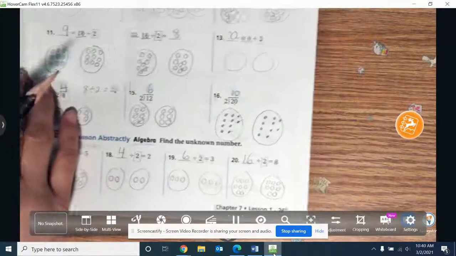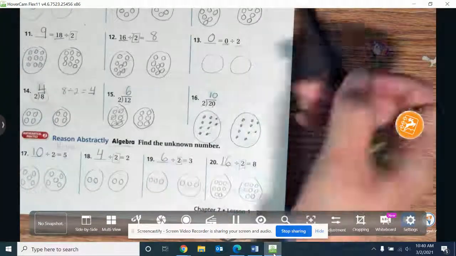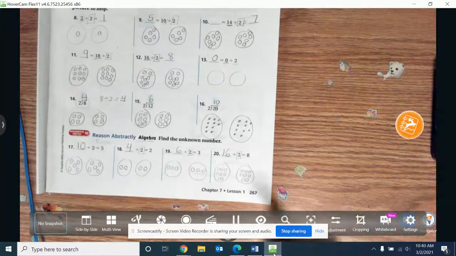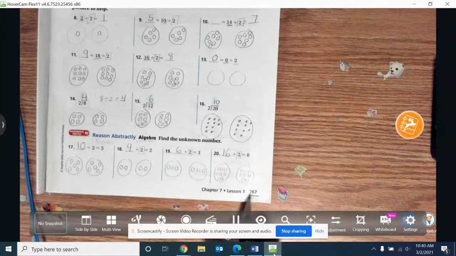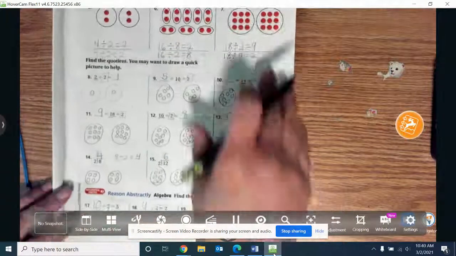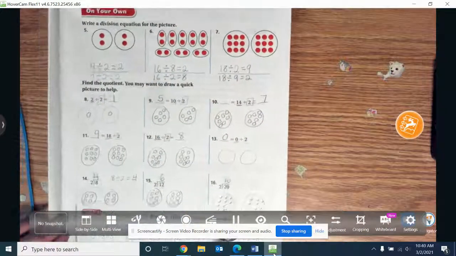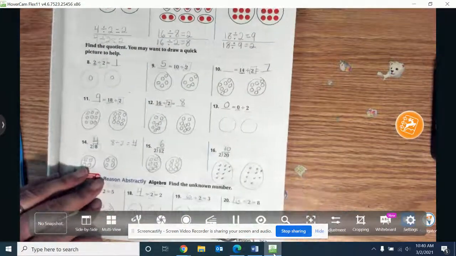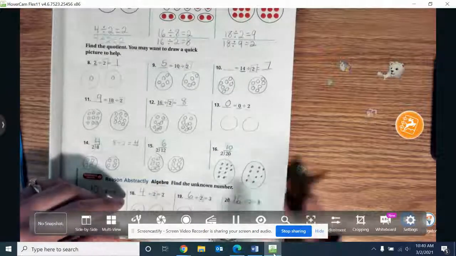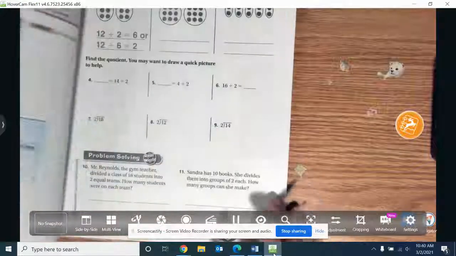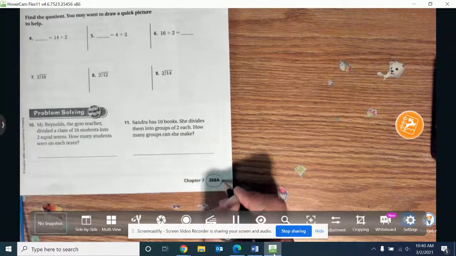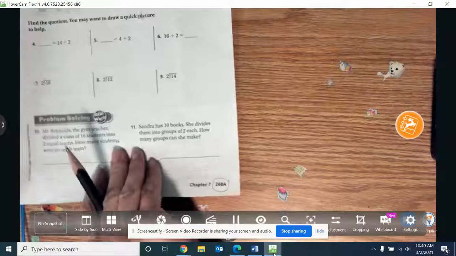So make sure you take a picture of the whole page that you should have been doing together with me, page 267. You're going to upload this picture with all your work into Seesaw. But also, you have math homework. Your homework is to complete page 268A, the gray sheet.